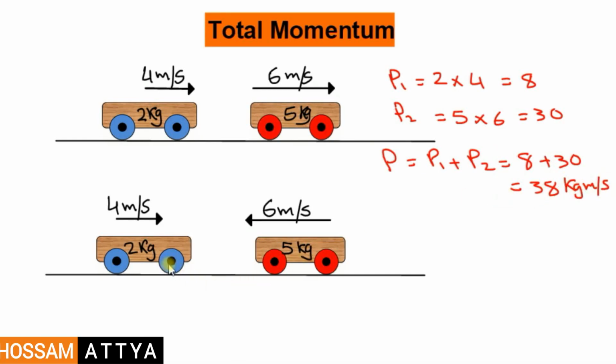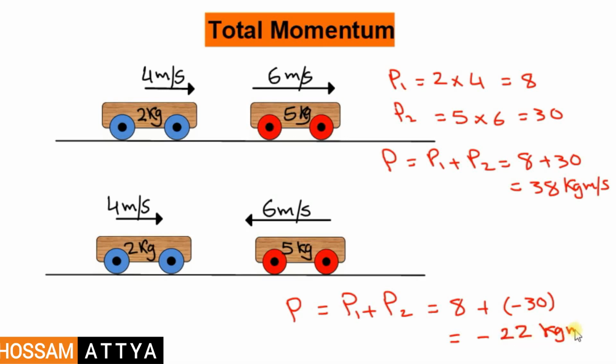Here we have the same two bodies, but this time one of them is traveling to the right and the other one is traveling to the left. So if I want to calculate the total momentum, it will be again P1 plus P2 equals, if we consider the right to be positive, so the momentum remains positive, 8 plus, if we take left as negative, minus 30. So the answer will be minus 22 kg meters per second, and it means that the total momentum of the system is 22 kg meters per second towards the left.